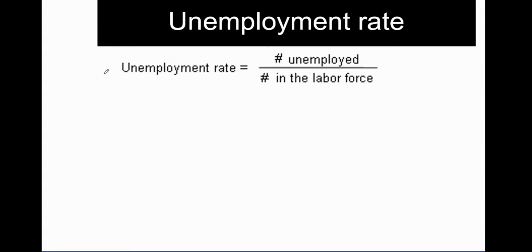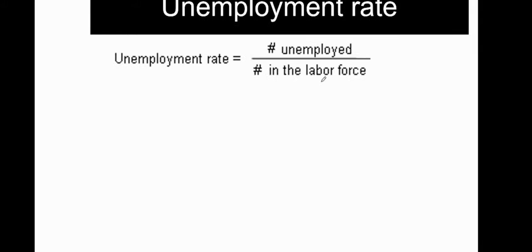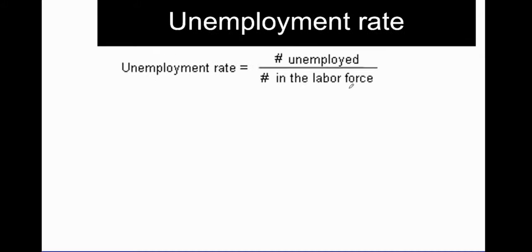Next, let's go further to some other terminologies important to this topic. The first one is how to calculate the unemployment rate. Unemployment rate is given by the number of people who are unemployed in the labor market. We defined who the unemployed are earlier, and then we divide by the number in the labor force. So this is how we compute the unemployment rate.